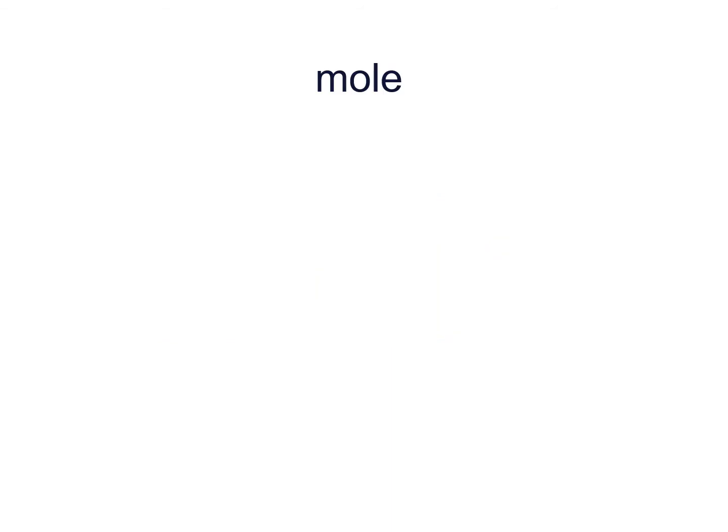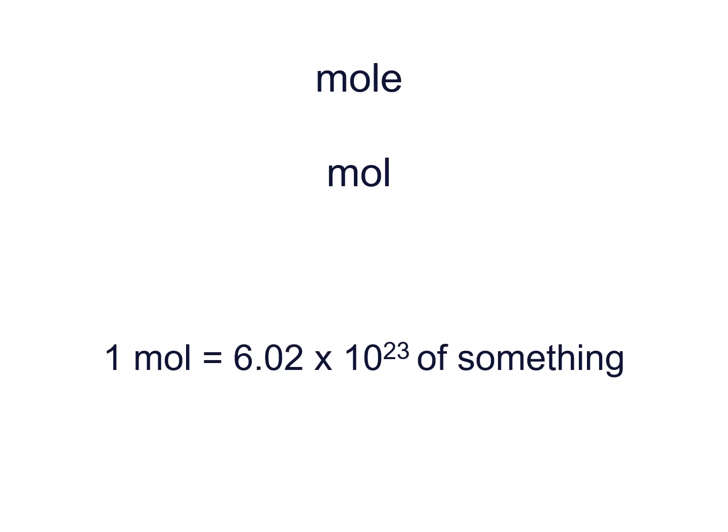The mole is a unit. Its symbol is mol, M-O-L. 1 mole is a specific number of things. It's a very big number, in fact. 1 mole is 602 sextillion things. That's 6.02 times 10 to the 23 of something. Therefore, 1 mole is equal to 6.02 times 10 to the 23 of something.